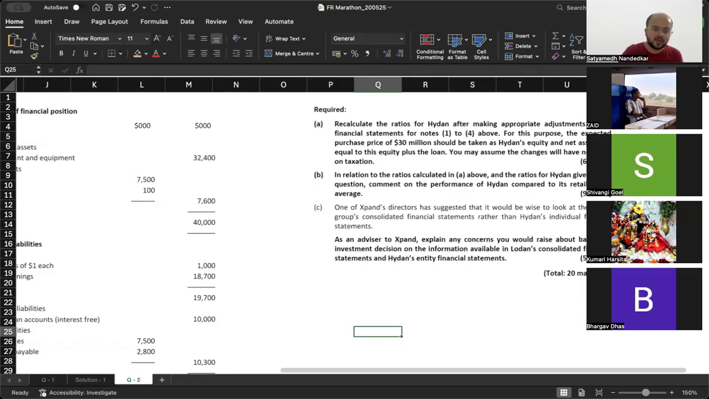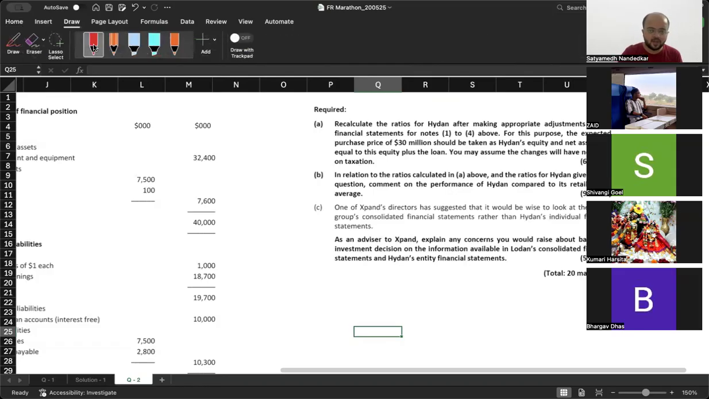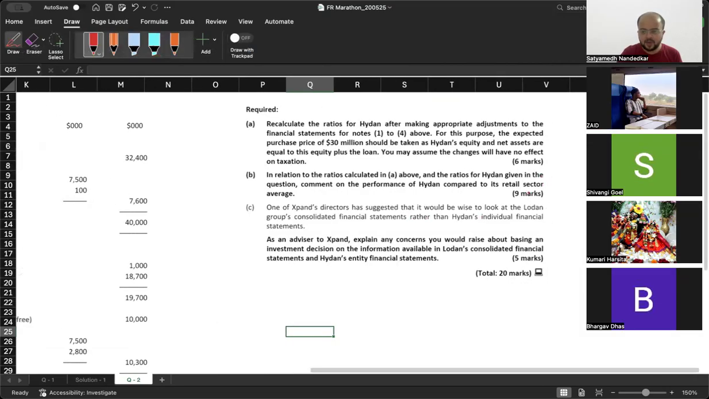ये क्वेश्चन किस चीज पे है? ये क्वेश्चन है सेक्टर एवरेज पे. मतलब दैट पार्ट इज गोइंग टू बी क्रिटिकल.